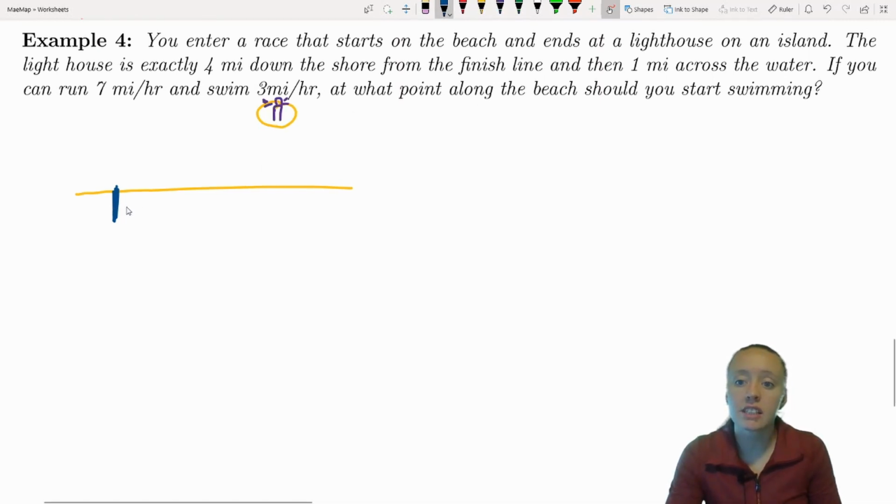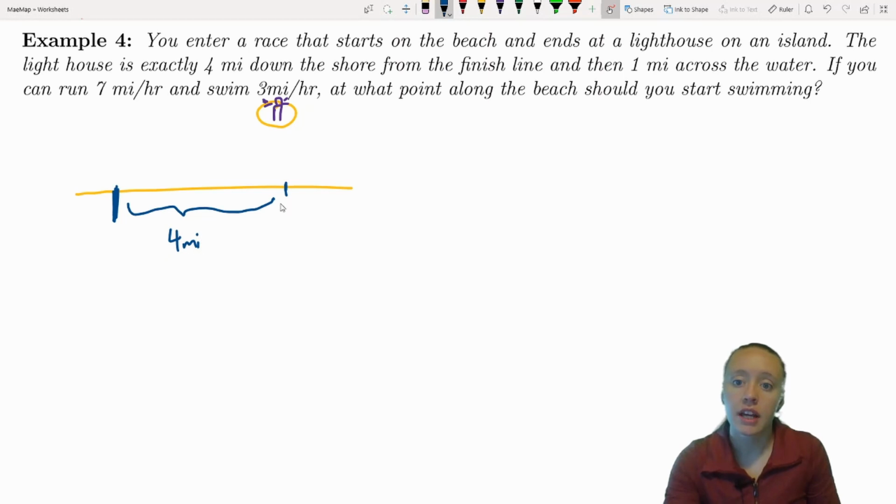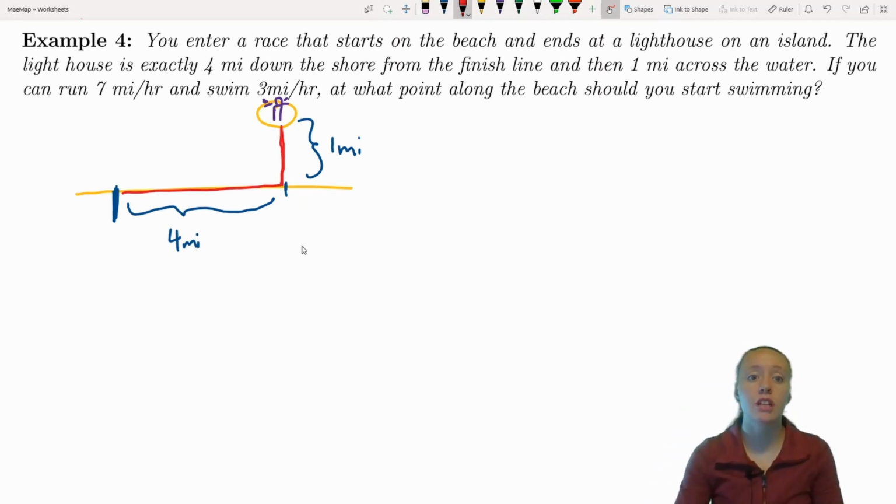Again, we know that this distance along the shore is 4 miles. And we know that this distance, they tell us, is 1 mile. So 4 miles to get to some point, and then exactly 1 mile directly out to that lighthouse right across the water. So if you can run 7 miles per hour and swim 3 miles per hour, at what point along this beach should you jump in the water and start swimming?